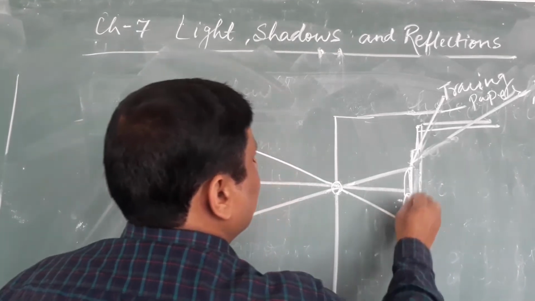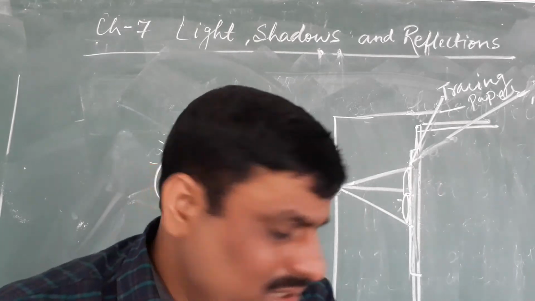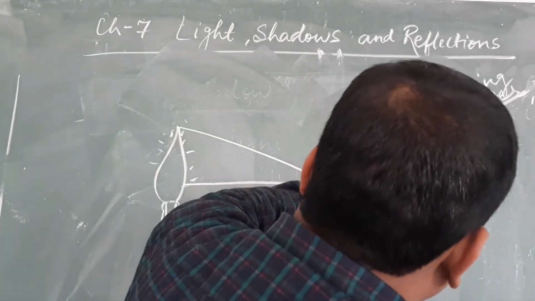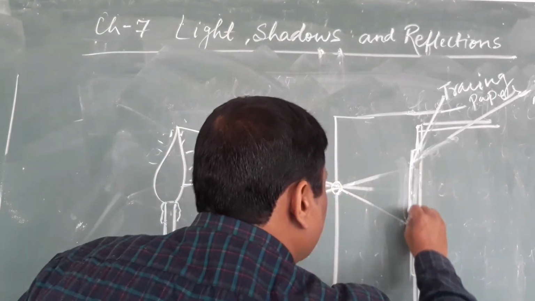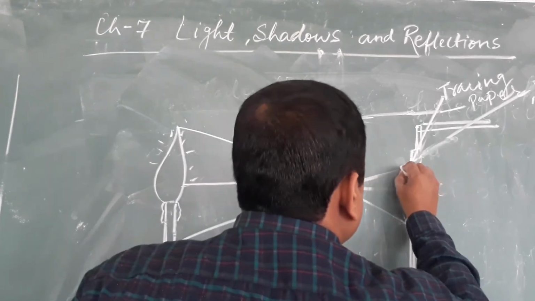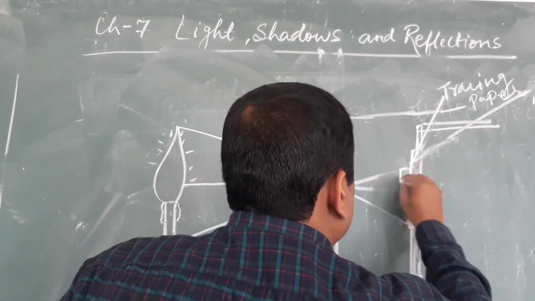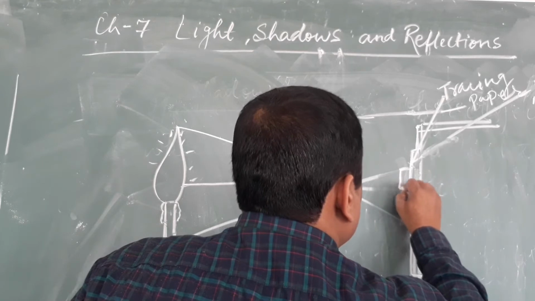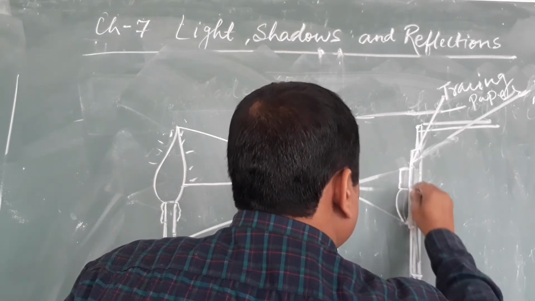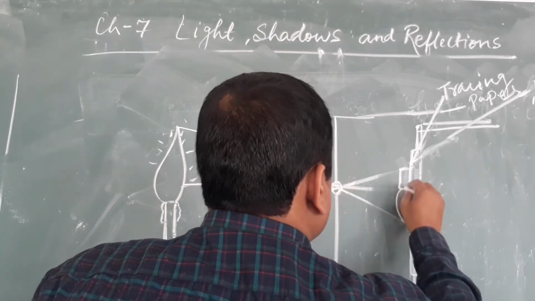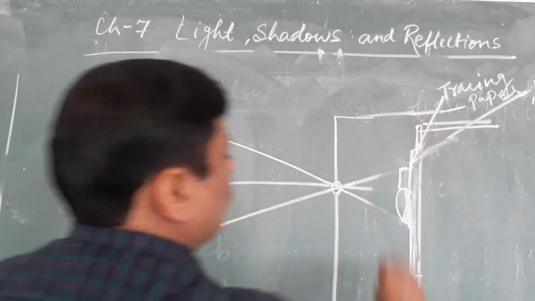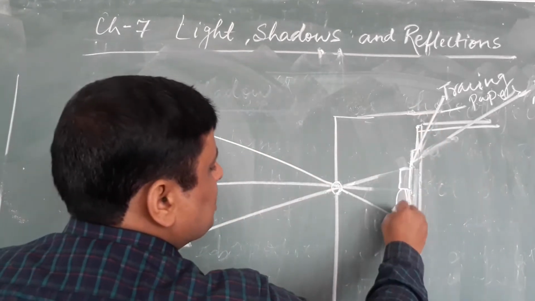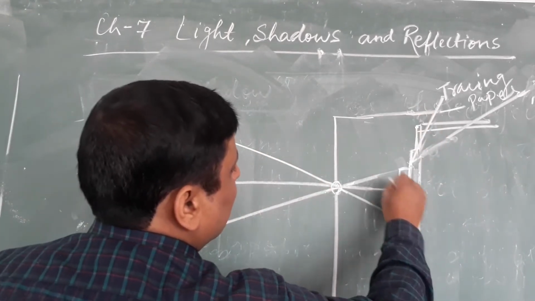Here the candle is burning, but you will have to draw this one very properly. On the tracing paper, which is acting here as a screen, you must draw the candle like this. An inverted image of the candle is formed on this tracing paper.